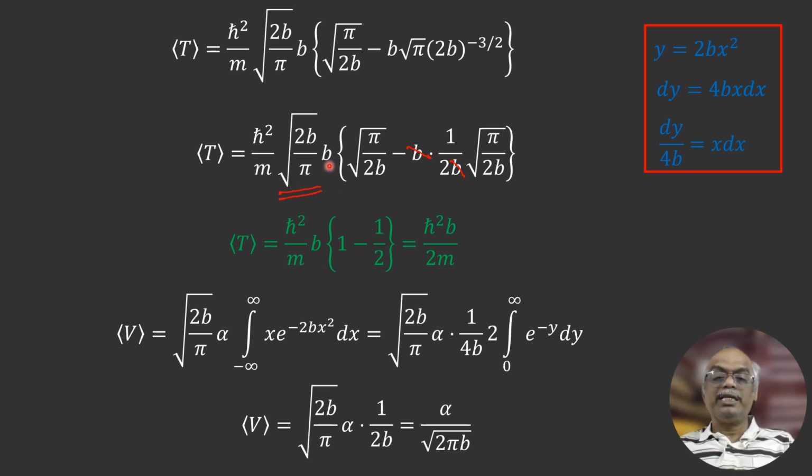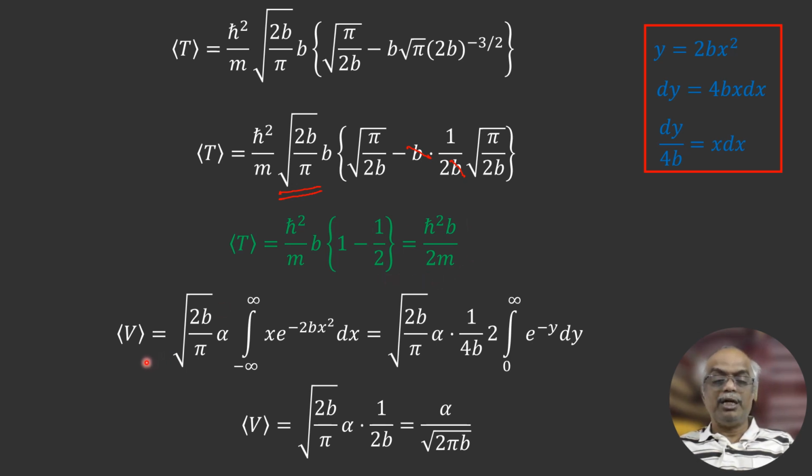So here outside the bracket you have h cross squared over m p, p in the numerator. So h cross squared over mp. Here first term will become 1, second term minus half. So 1 minus half is plus half. So this will become h cross squared p over 2m. This is the expectation value of the kinetic energy.